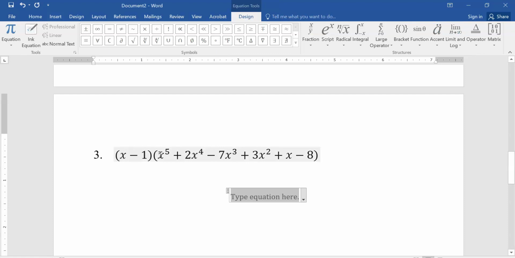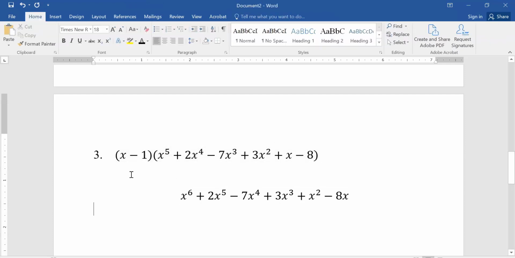X times x to the fifth is x to the sixth. X times 2x to the fourth is a plus 2x to the fifth. X times minus 7x to the third is a minus 7x to the fourth. X times 3x squared is a plus 3x to the third. X times x is just x squared, so plus x squared. X times minus 8 is minus 8x. So those are the 6 terms you get when you distribute the x in.